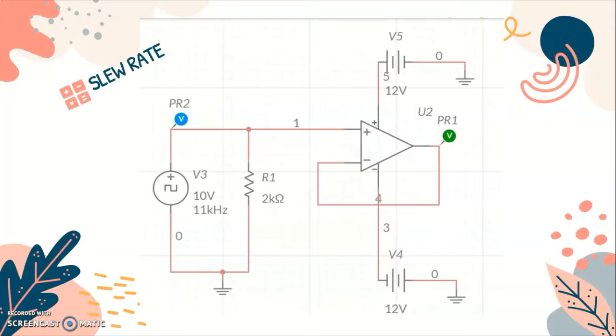Okay, this is the circuit for slew rate. Slew rate of the operational amplifier can be defined as the maximum rate at which the output of the operational amplifier can change. Or in another way, we can say how fast the operational amplifier is able to respond. So let's say we have one operational amplifier which is configured as voltage follower. That means the output of the operational amplifier will follow the input signal. Okay, here we use 10 volt and 11 kilohertz and 12 volt.